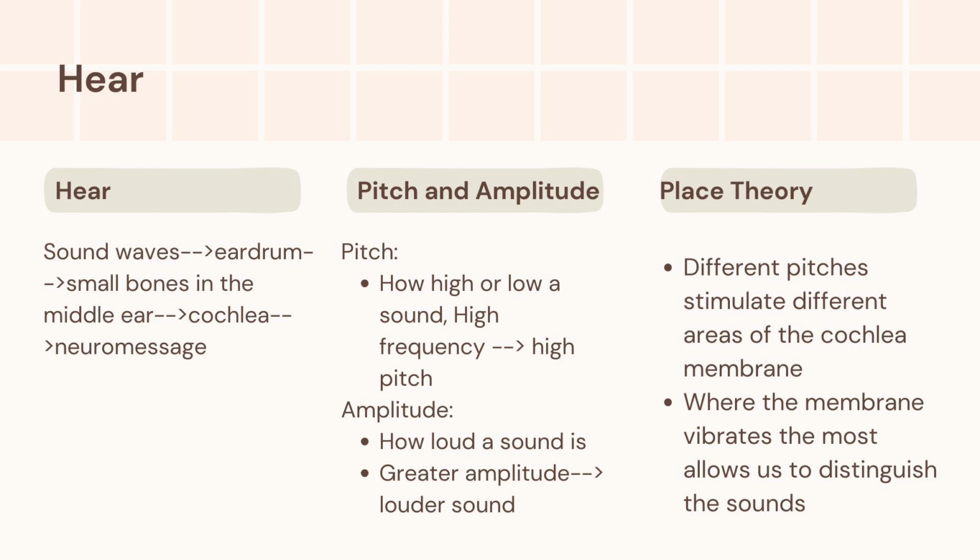There might be some issues with hearing. One is conductive hearing loss. It occurs when there is a blockage or damage in the outer or middle ear. Another one is sensorineural hearing loss, which is damage to the inner ear or the auditory nerves.